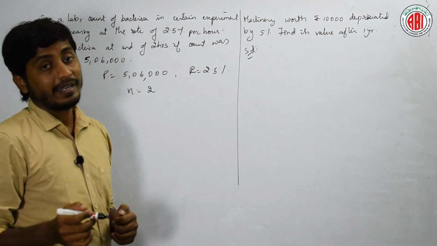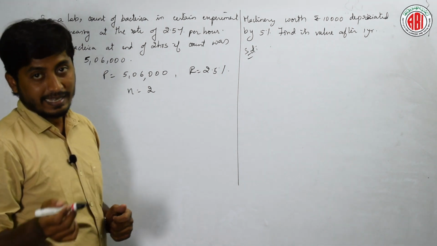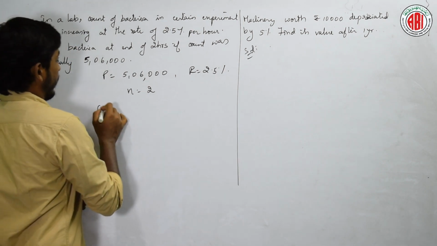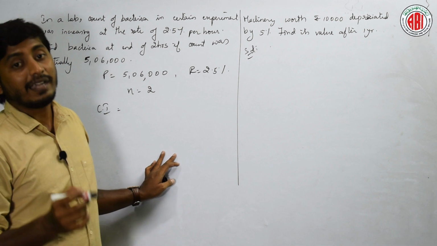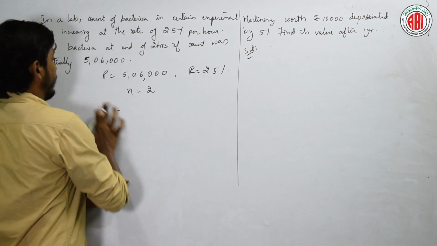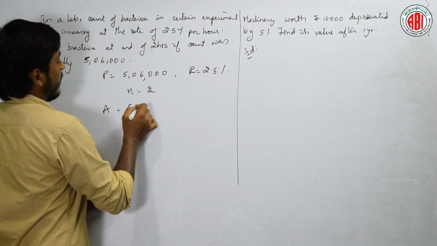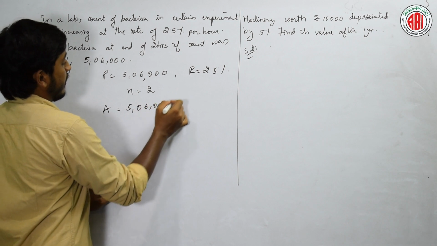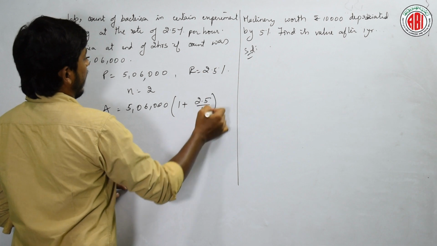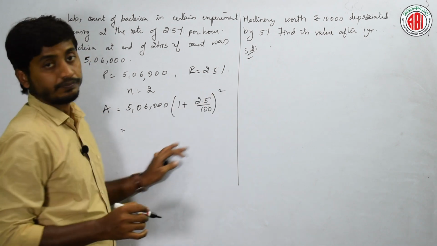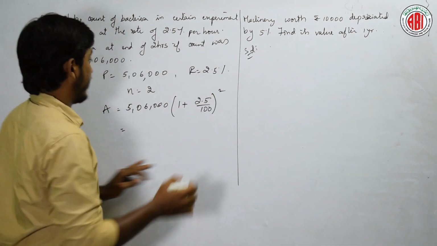Then what is the compound interest? Tell me. Compound interest or total amount? That is nothing but the total amount, simply 506,000 into 1 plus r by 100 whole square. Is it right? Just tell me how much it is.